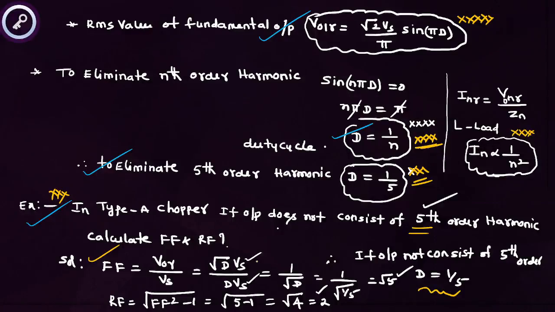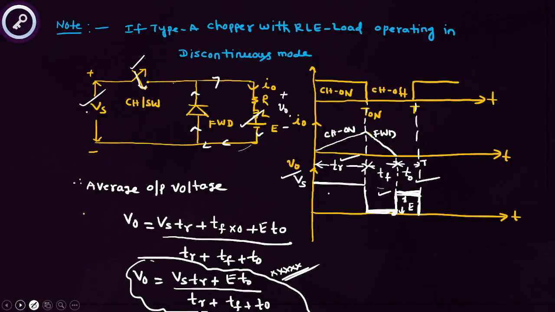What is the form factor? Form factor is equal to RMS by average. Sorry, form factor is equal to RMS voltage by average voltage. What is the RMS voltage? Root dVs. What is the average output voltage? dVs, because type A chopper is similar to a step down chopper. Then I got this root 5. Then you substitute here, and we can get the ripple factor. Like this you have to calculate.